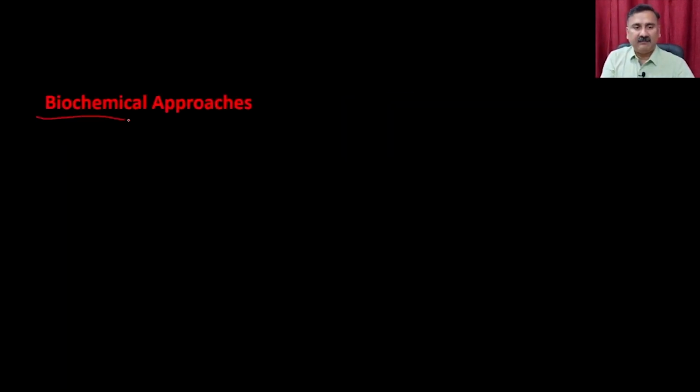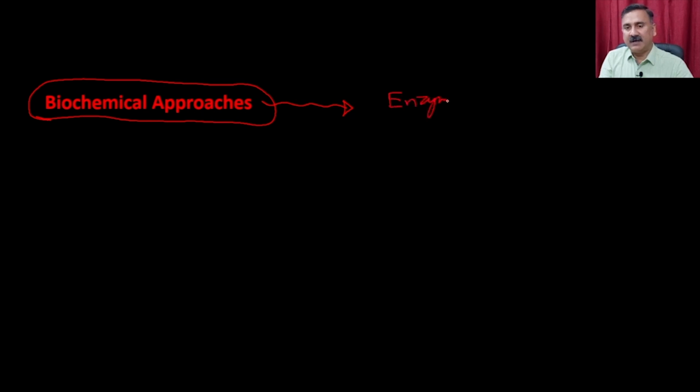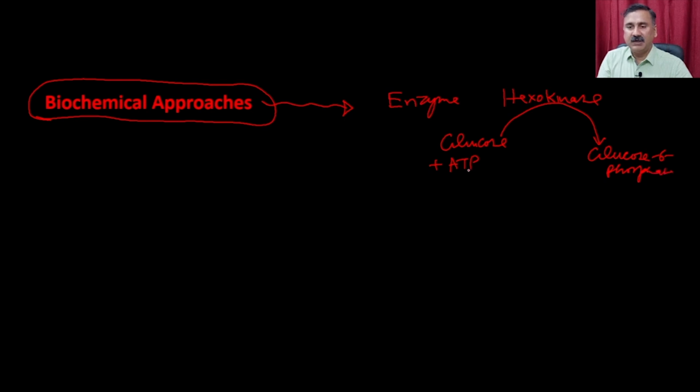Now, how can we have the different types of biochemical approach? The biochemical approach depends on the enzyme. So imagine that we have an enzyme, for example, hexokinase. Now, what is the activity of hexokinase? Hexokinase takes glucose plus ATP and forms glucose 6 phosphate, which means it takes one of the phosphates from the ATP and transfers it onto the glucose, forming glucose 6 phosphate.